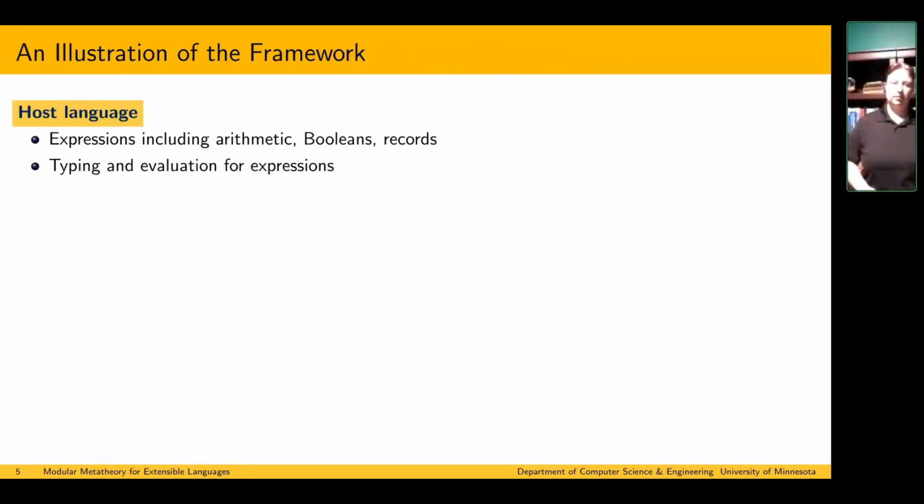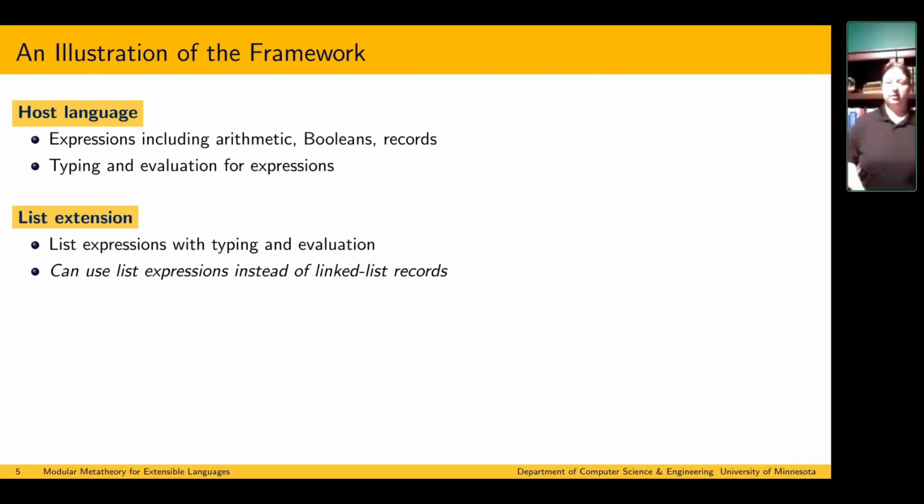That tells us how our framework works, but why are we interested in a framework like this? Let's look at a simple example. Consider having a host language that introduces some simple expressions, as well as typing and evaluation for them. Then we can have an extension introducing list syntax, as well as typing and evaluation for that. With the list extension, we can now use the host language syntax, as well as list expressions, instead of using linked list records. So it's a little easier to write programs.